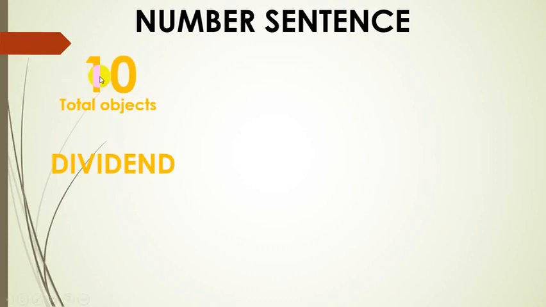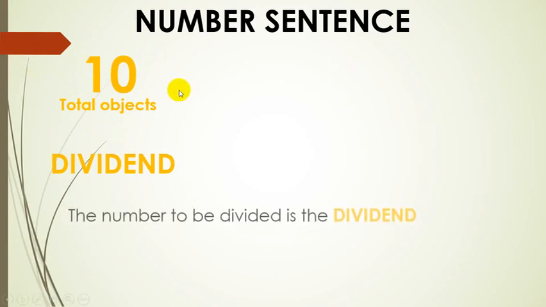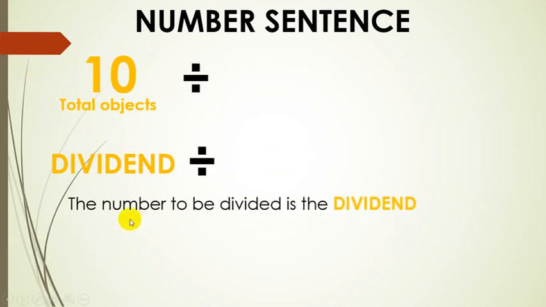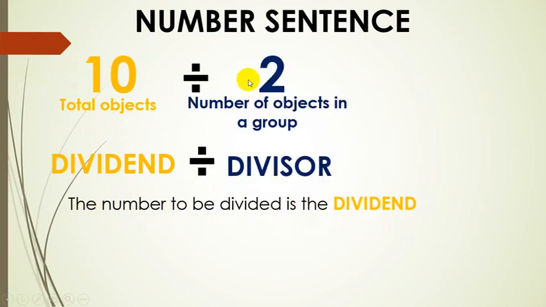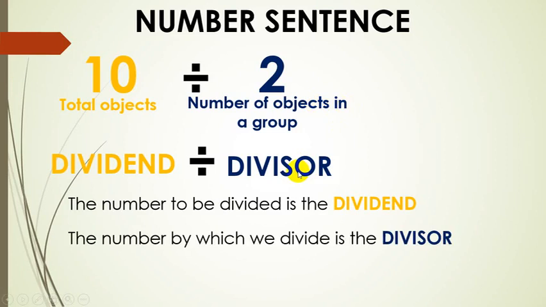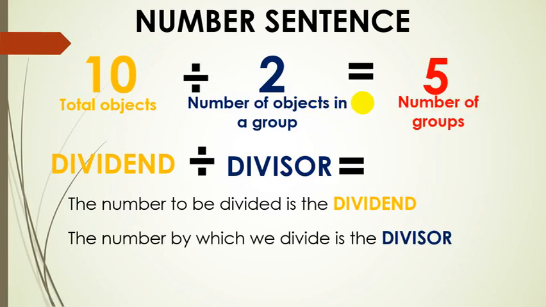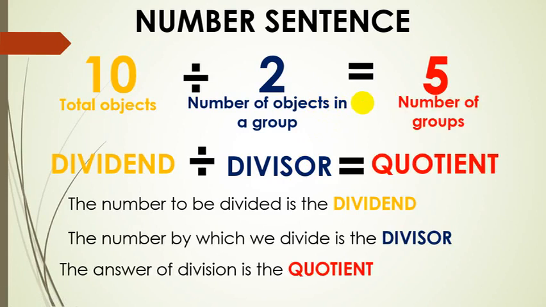First of all, we write the total number of objects, and that is known as dividend. Then I'm going to put the sign of division. The number to be divided is known as dividend, and then number of objects in a group is known as divisor, or the number by which we divide is the divisor. Then equal to sign is put, and then total number of groups that are being made is known as the quotient, or the answer of the division is also known as the quotient.